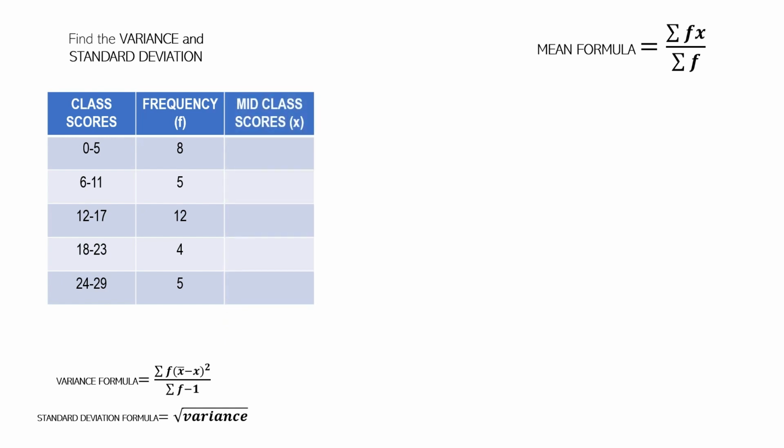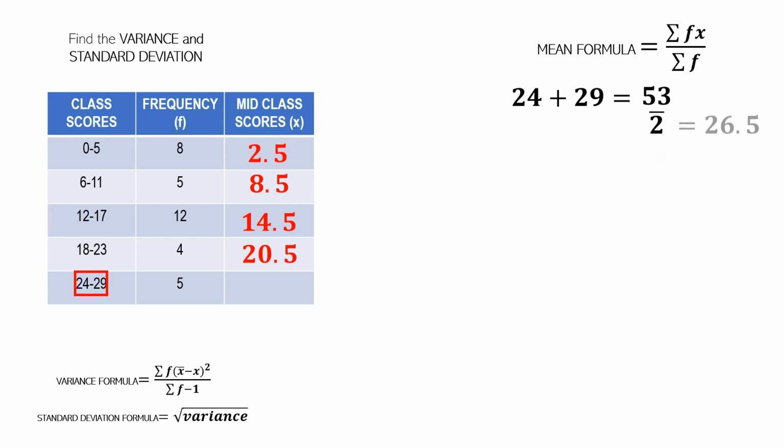For example, we have 0 until 5. We need to add and divide it by 2. So, 0 plus 5 is 5, divided by 2 is 2.5. 6 plus 11 is 17, divided by 2 is 8.5. 12 plus 17 is 29, divided by 2 is 14.5. 18 plus 23 is 41, divided by 2 is 20.5. Lastly, 24 plus 29 is 53, divided by 2 is 26.5.